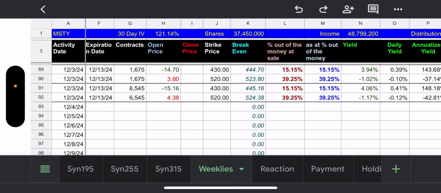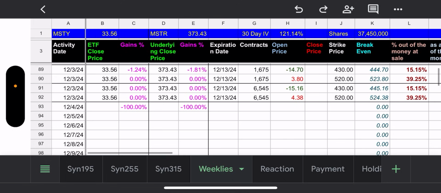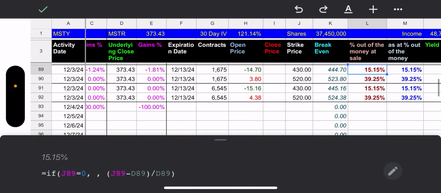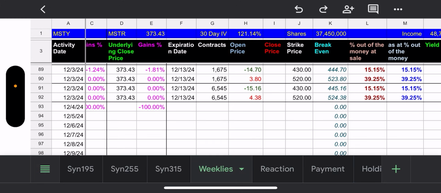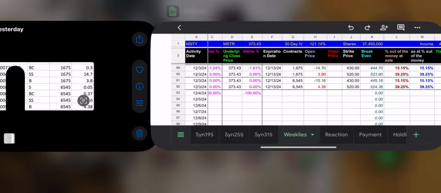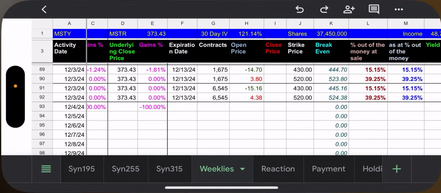Now, let's take a look here. So 16, what is that? It's only 15% out of the money. 430, 444. Wow, 370, 340. Wow, that's super tight, man. That's even tighter than I thought. That's ridiculous. So 430 and 520. 430 and 520. All right.